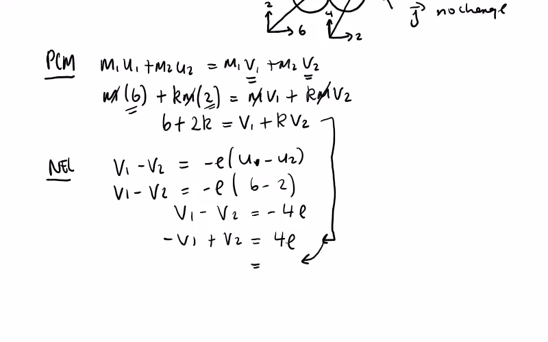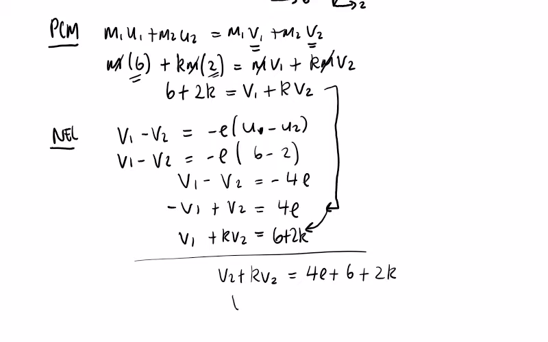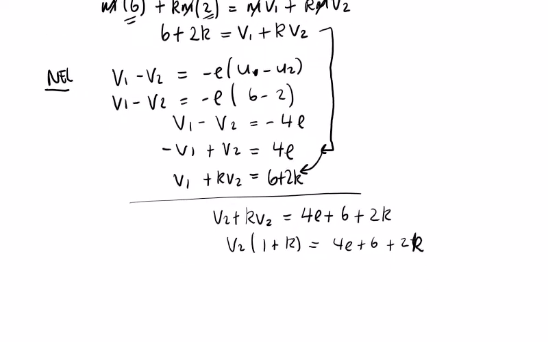So I'm going to get 6 plus 2k on the right, and on the left-hand side v1 plus kv2. So I'm going to get v2 plus kv2, which we'll factorize now, is equal to 4e plus 6 plus 2k. So v2 times 1 plus k is equal to 4e plus 6 plus 2k. So v2 is equal to 4e plus 6 plus 2k, all divided by 1 plus k.